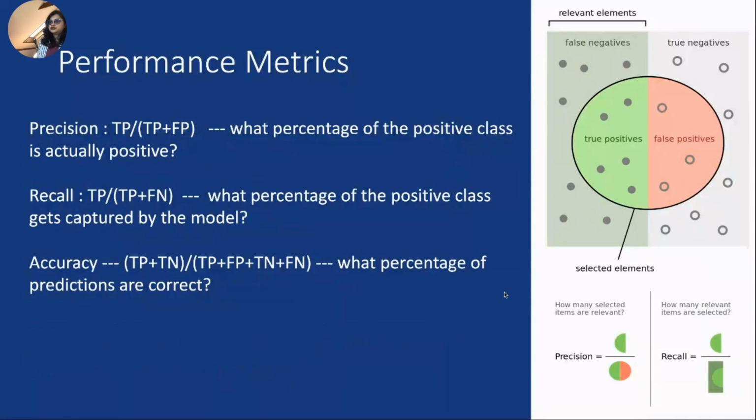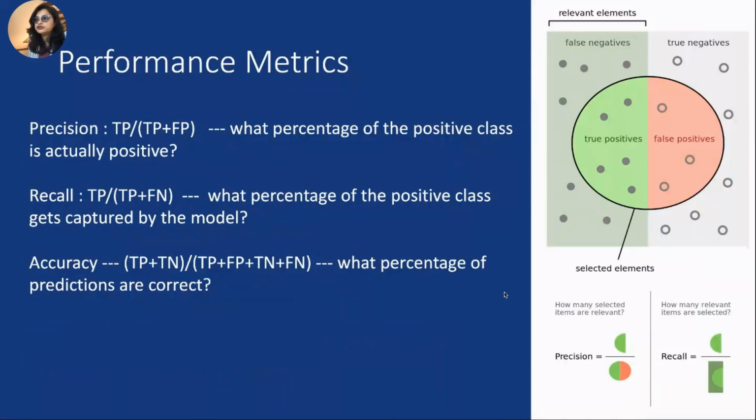So in case of cancer detection, you want a model that has high recall. And then accuracy is what percentage of the predictions are actually correct. And accuracy does not give you a good sense of your model in a lot of cases.